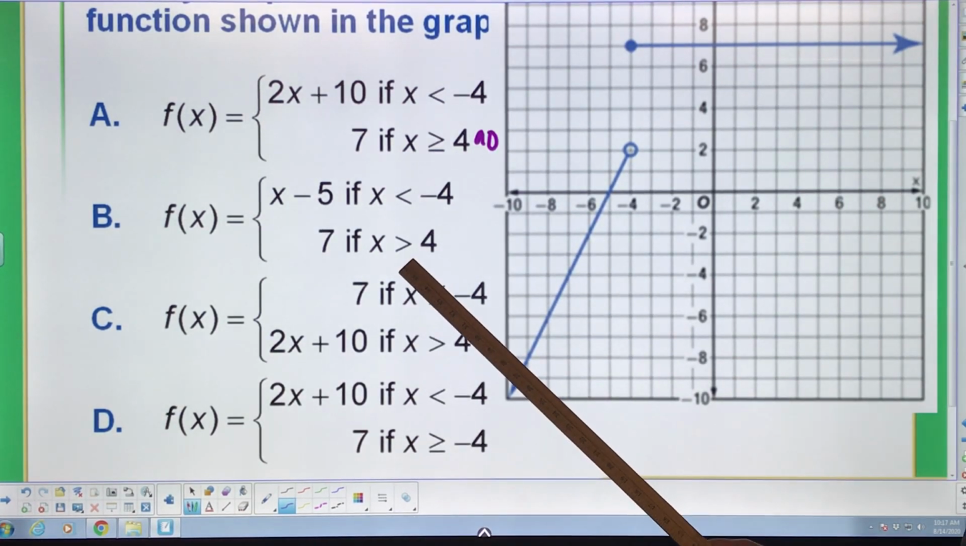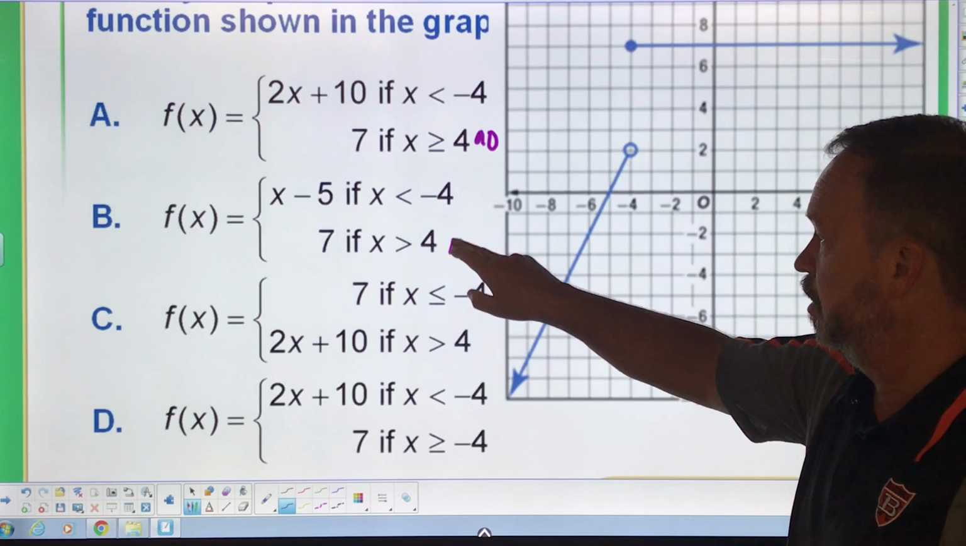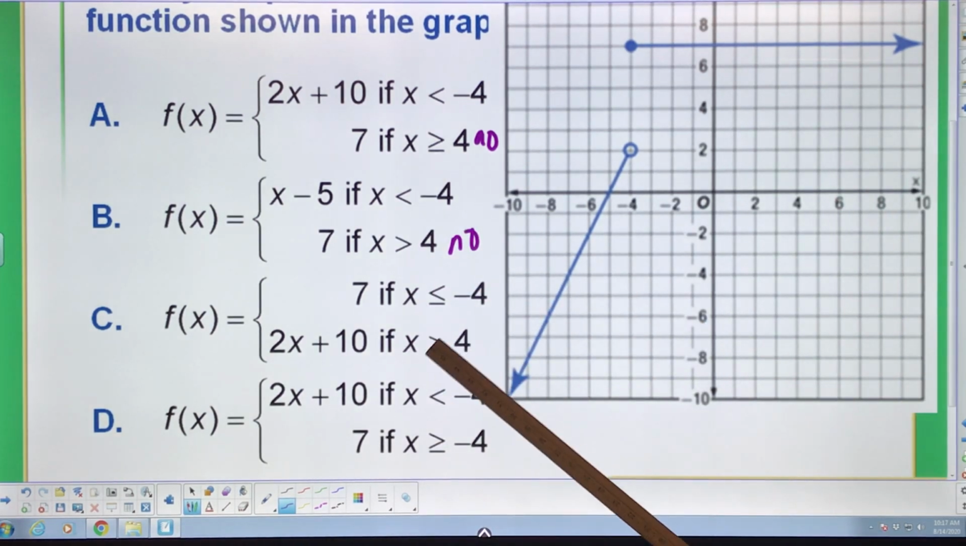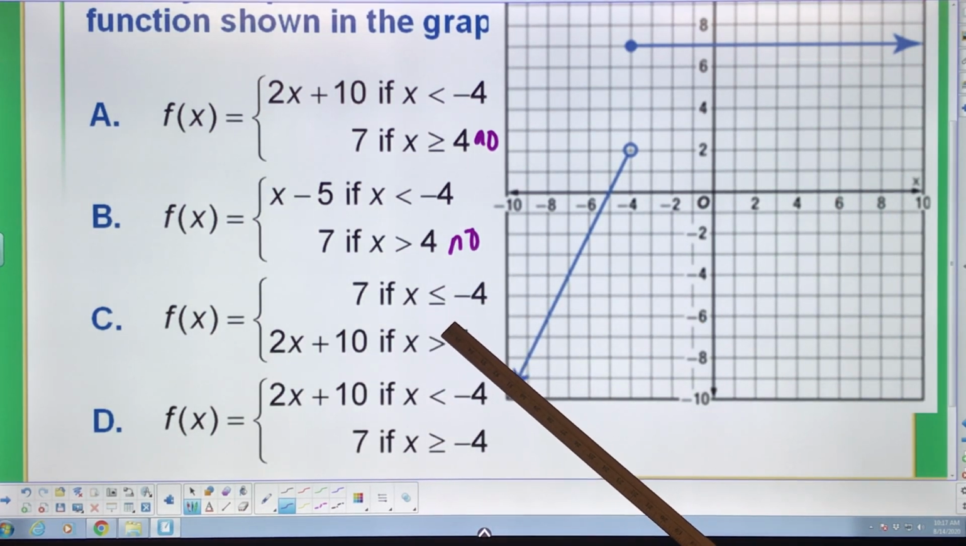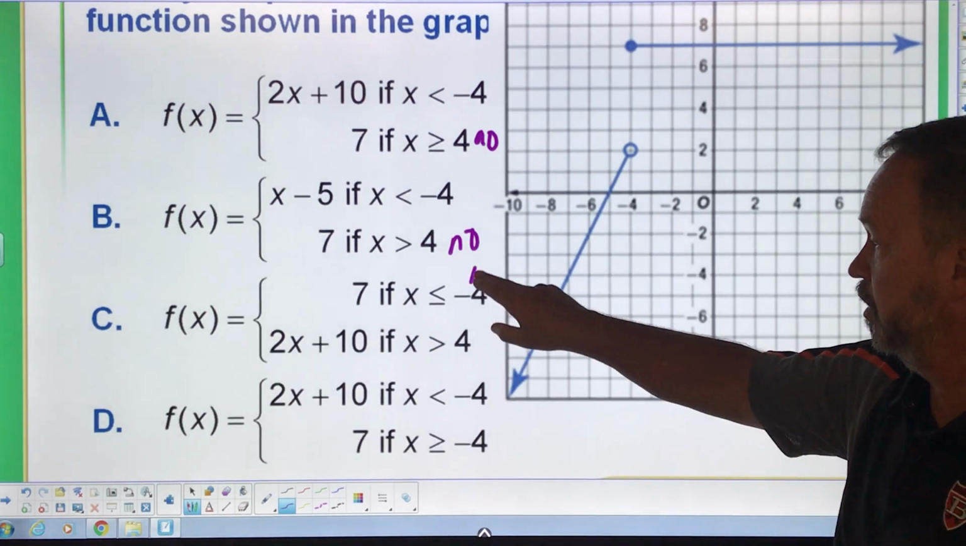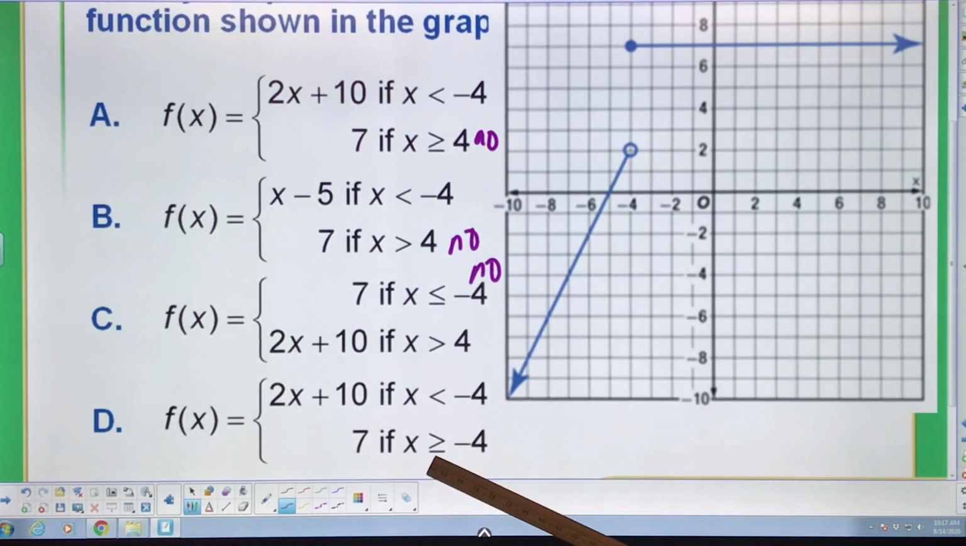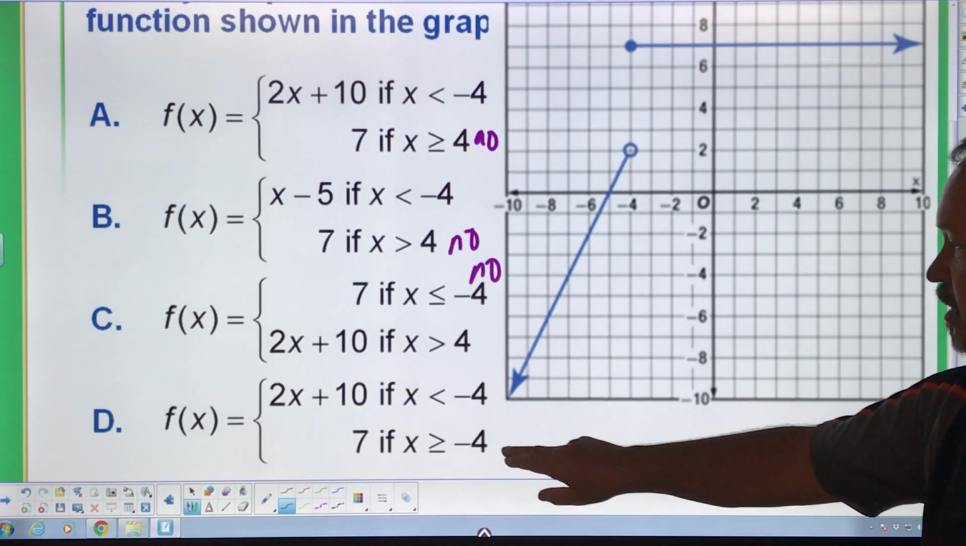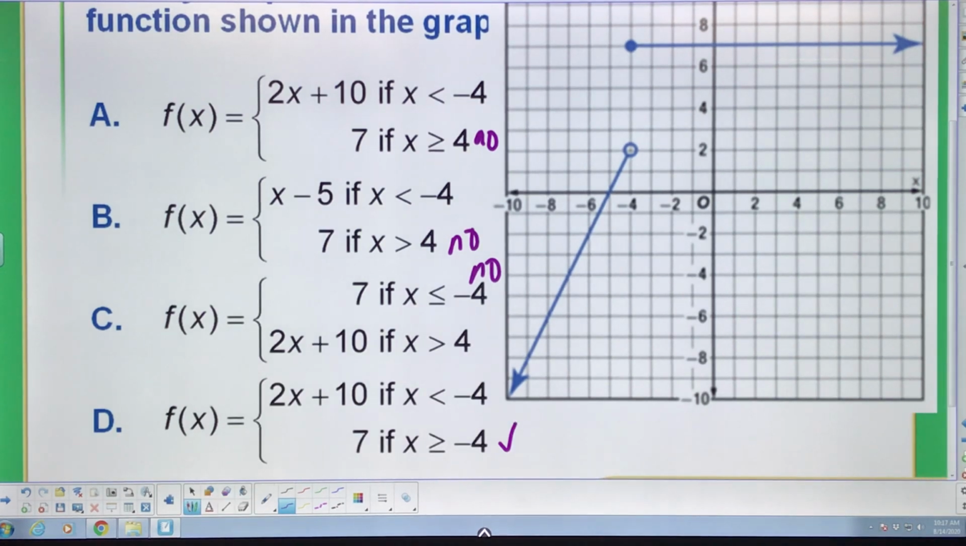That says bigger than 4? No. That says less than or equal to 4? No. That says greater than or equal to -4? Yes.